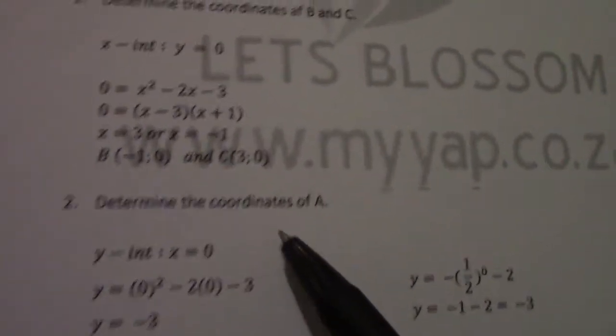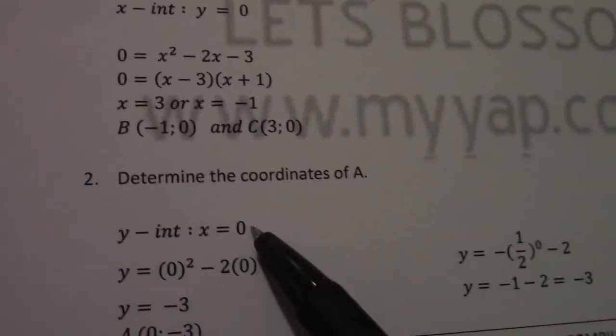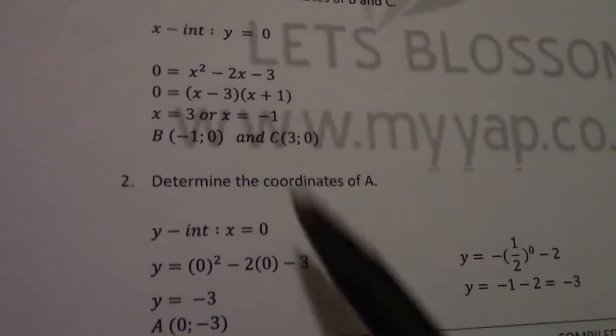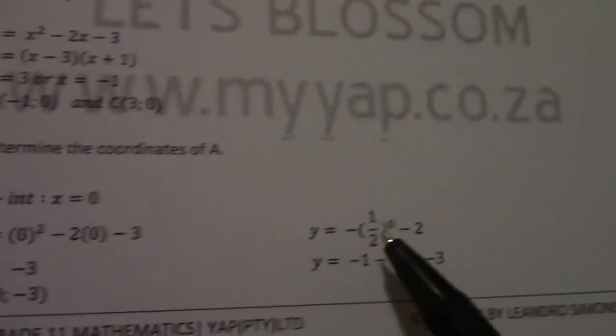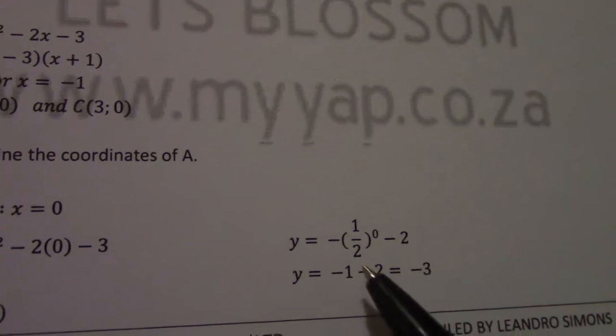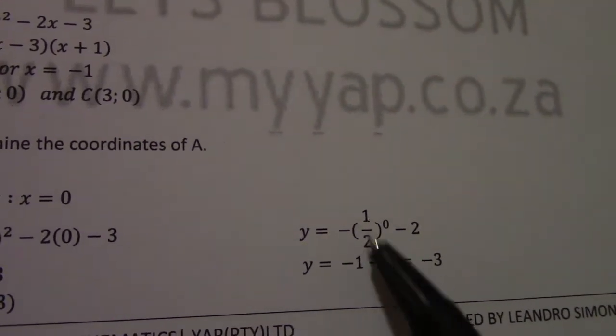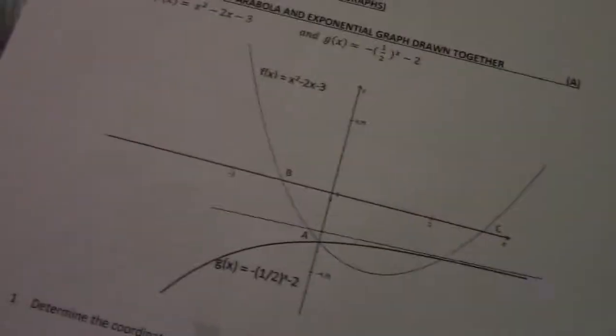Determine the coordinates of A. So we look here, A is a y-intercept, so to find the y-intercept, we make x equal to 0. y equals then 0 squared minus 2 times 0 minus 3, which gives me y equal to minus 3, so A is 0 and minus 3. And because A belongs to both the parabola and the exponential graph, I can also use the exponential equation. Half to the power 0 gives me 1, minus 1 minus 2, which equals minus 3. Right? If we go over, now this page you want to flip over.